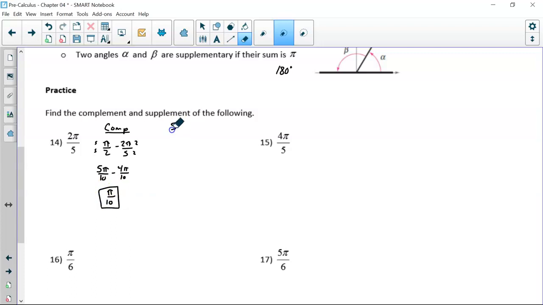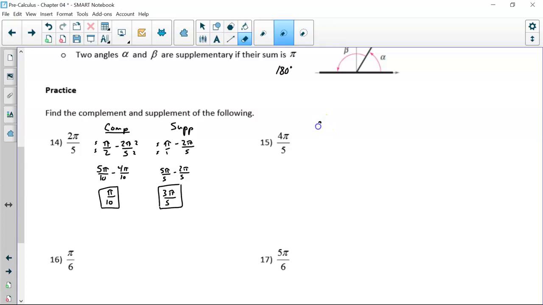Now for our supplement. This time, since it has to add up to pi, we're going to do pi minus 2 pi over 5. Common denominator is 5, so multiply by 5 over 5. So we get 5 pi over 5 minus 2 pi over 5, and that would give us 3 pi over 5. There's our supplement. 3 pi over 5 plus 2 pi over 5 would add up to pi.